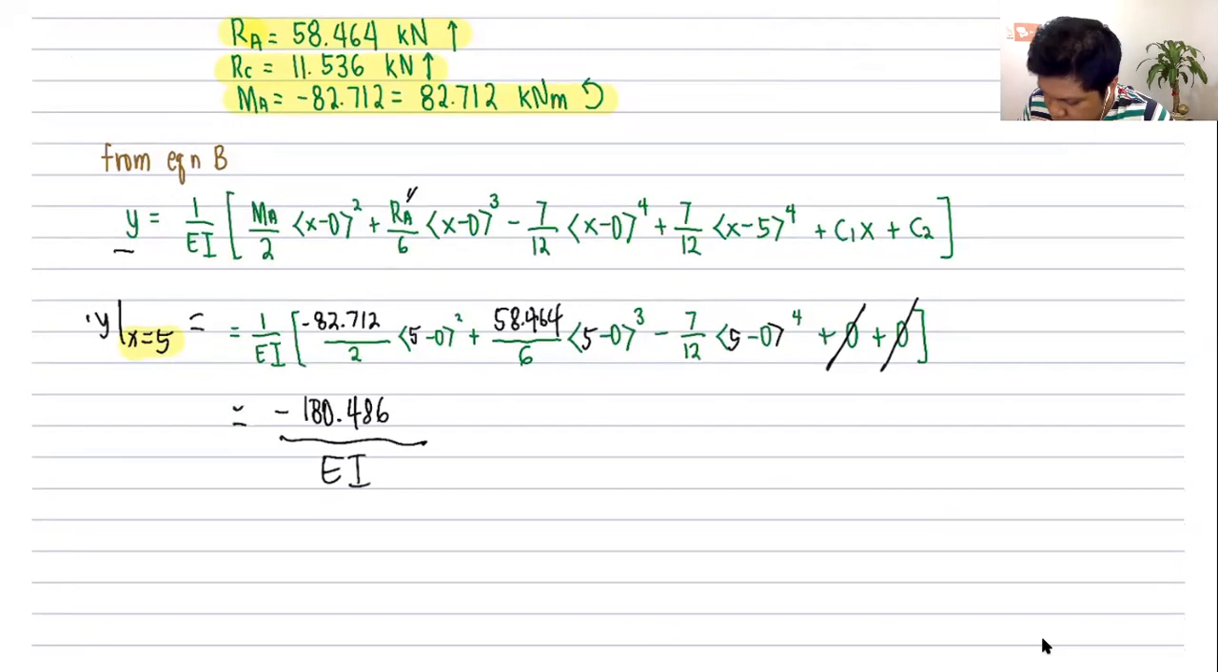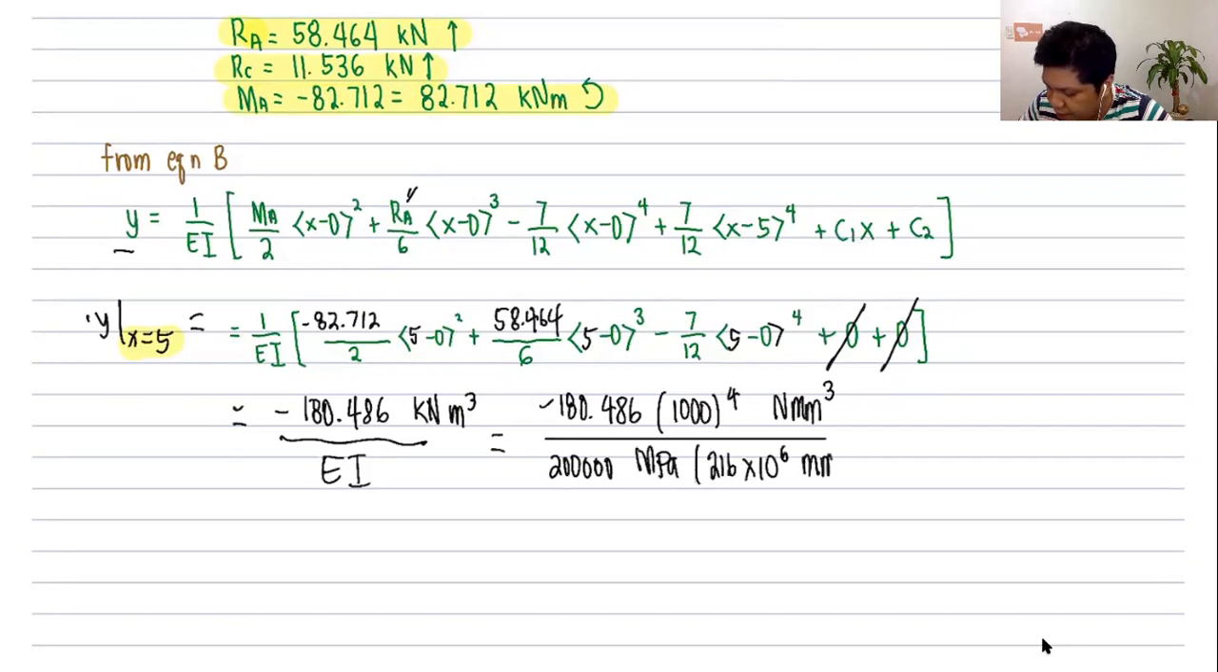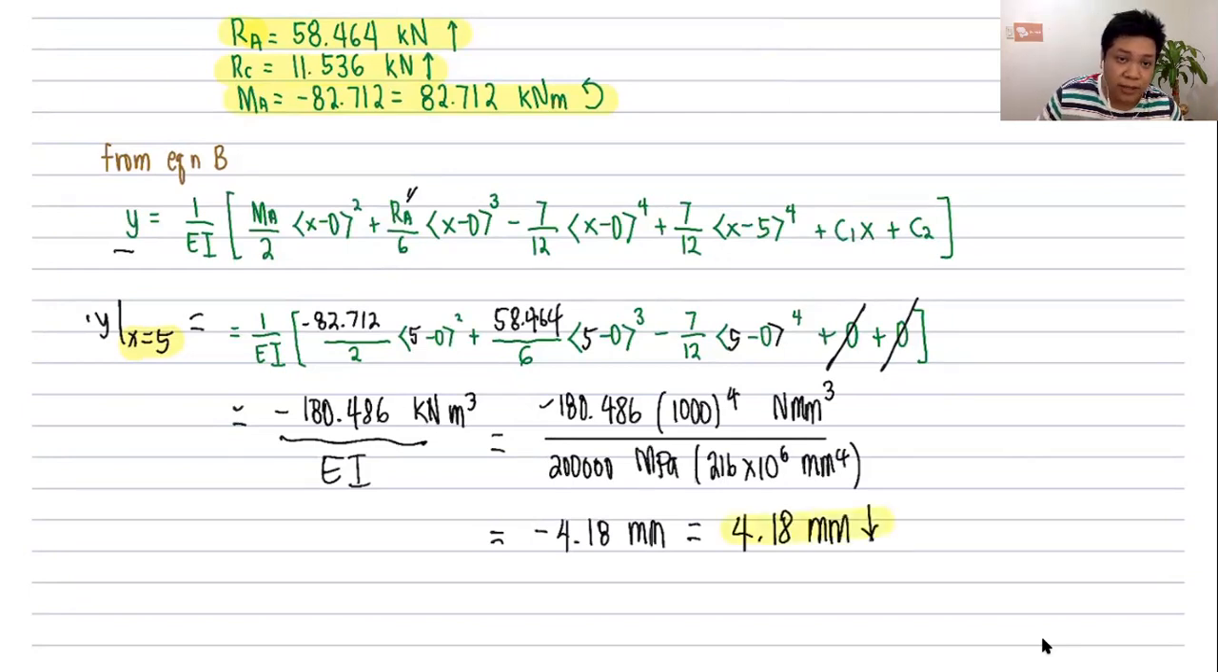EI. Our unit of measurement, since this is deflection, is force times unit length. To convert everything to newtons and millimeters, this is negative 180.486 times 1,000 raised to 4, so this is in Newton millimeters cubed. Recall from the problem that E is 200,000 megapascals and I is 216 times 10 to the 6 millimeters to the 4th. Such that my final answer here is negative 4.18 millimeters. But since I got a positive answer, that's 4.18 millimeters downward. This is now the deflection at point P.